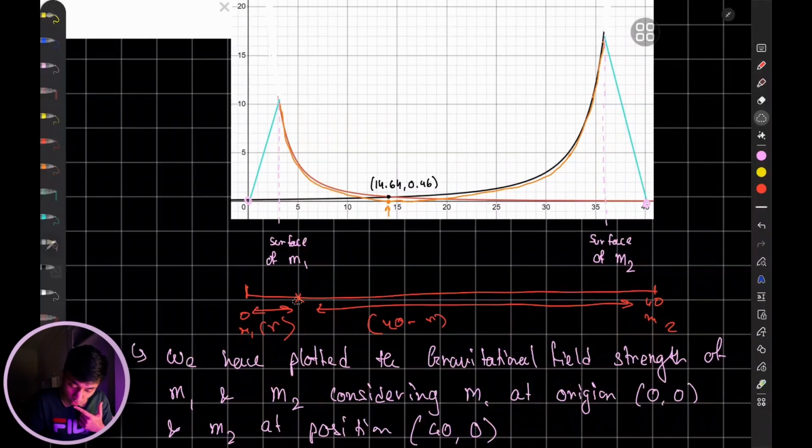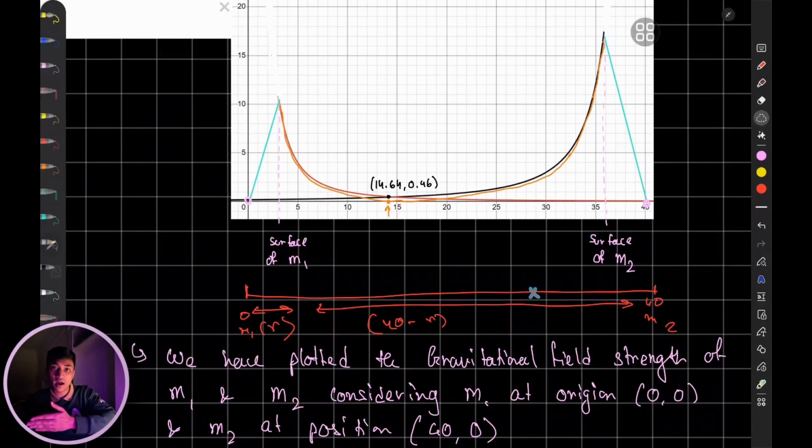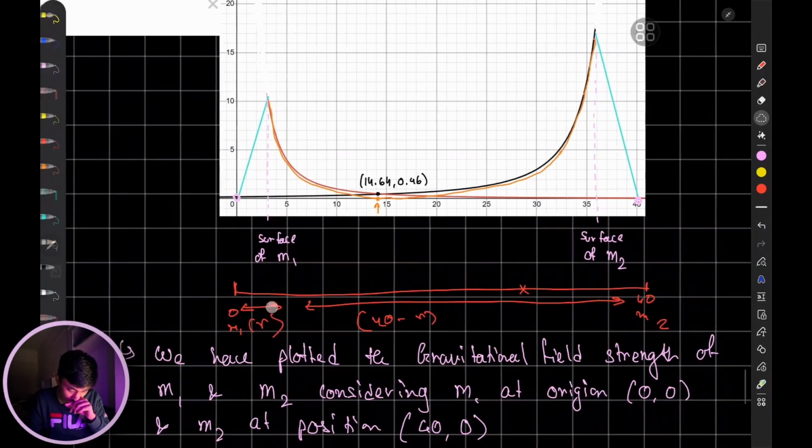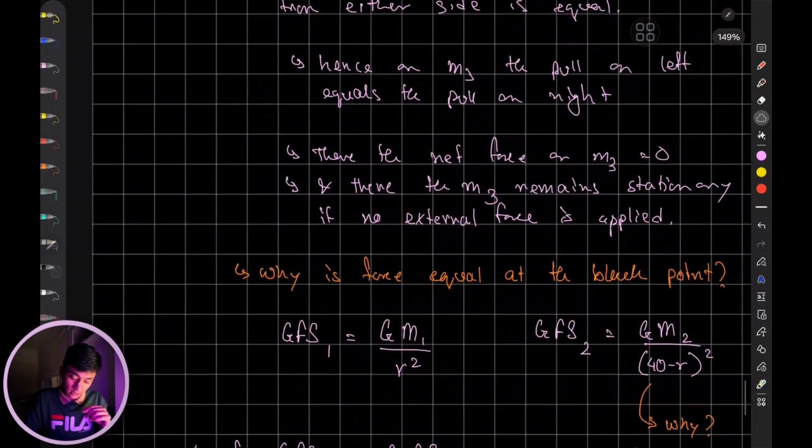So as I move this X or my black dot, or mass M3 really, why am I saying black dot? As I move the mass M3 around, the separation from M1 to my mass M3 is r. And what is the separation from the mass M3 to M2? 40 minus r. So if this distance is r, the balance would be 40 minus r. That is why we say 40 minus r. That is a simple reason.